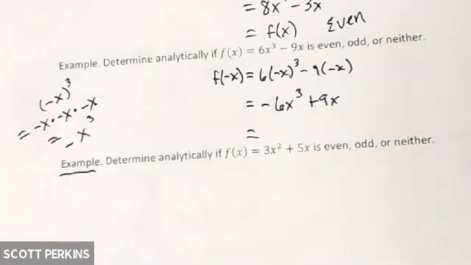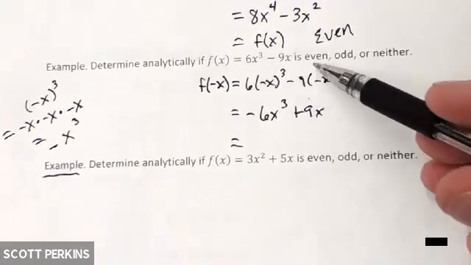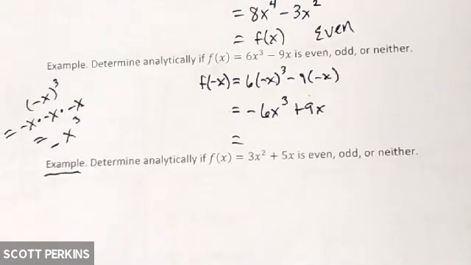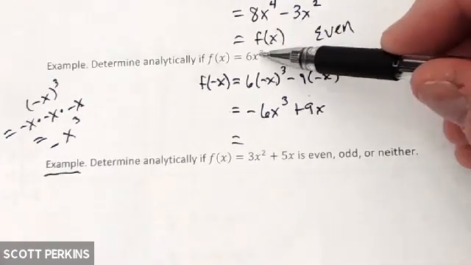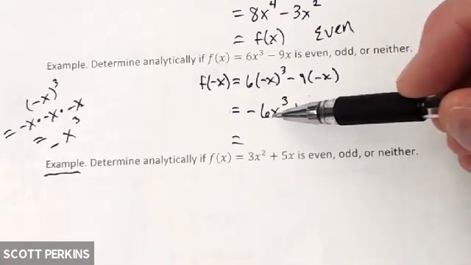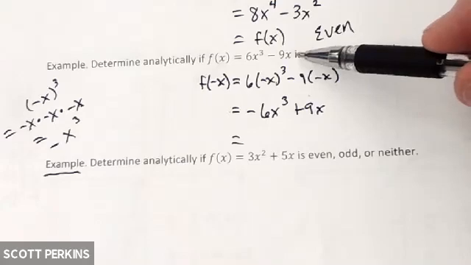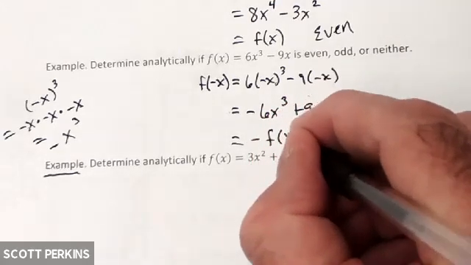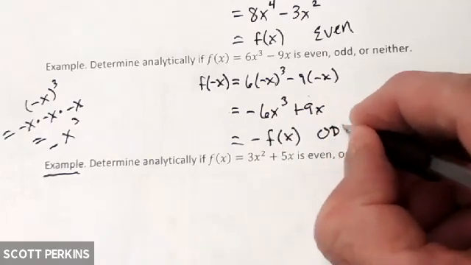So how does this compare to the original? Is this the same thing as the original? Is it the exact opposite, or is it neither of those things? It's the opposite. Notice, my first term was 6x cubed, and now it's negative 6x cubed. My second term was negative 9x, now it's positive. So this is the exact opposite of what I started with, and that's the definition of odd.